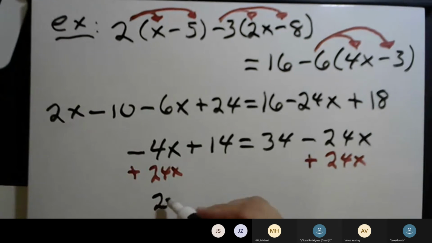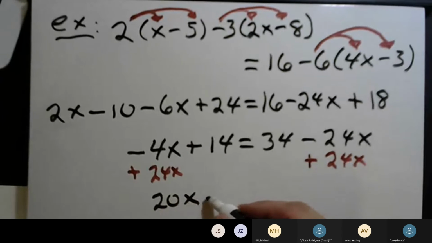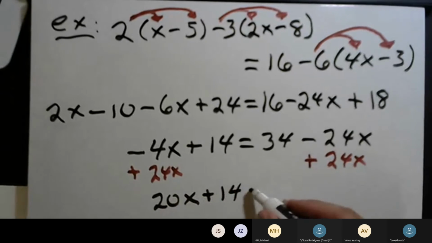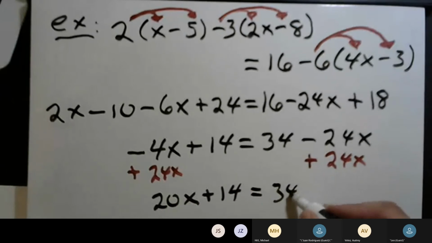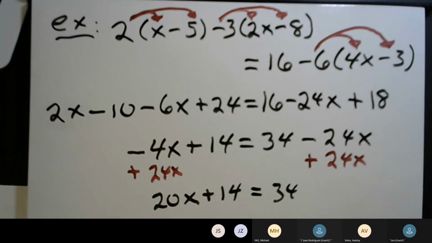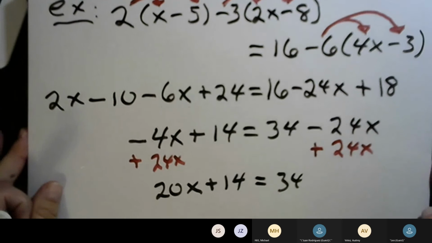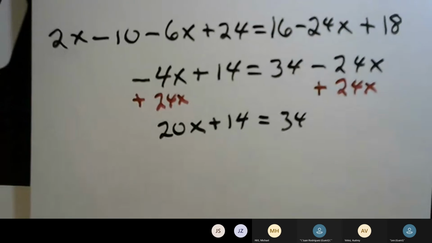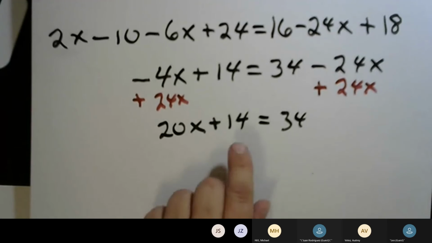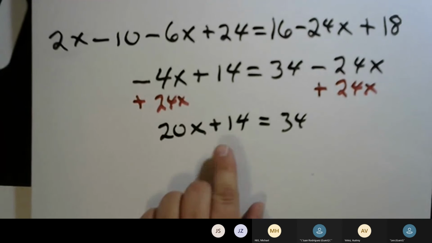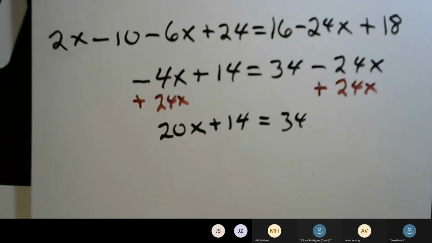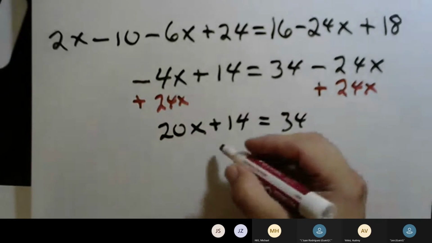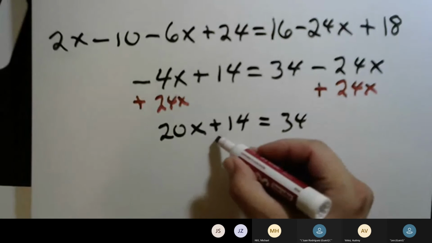So we have 20x plus 14 is 34. Next, we want to get x by itself. Well, now we got x on one side. Perfect. Next, what we're going to do, we want to get x by itself.